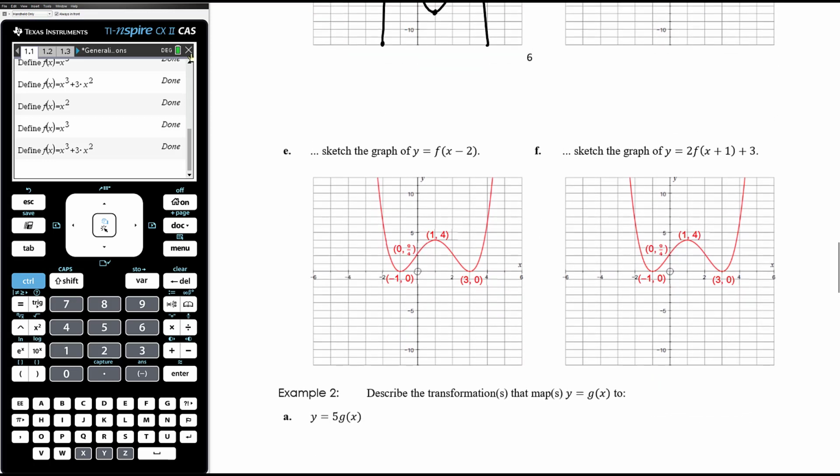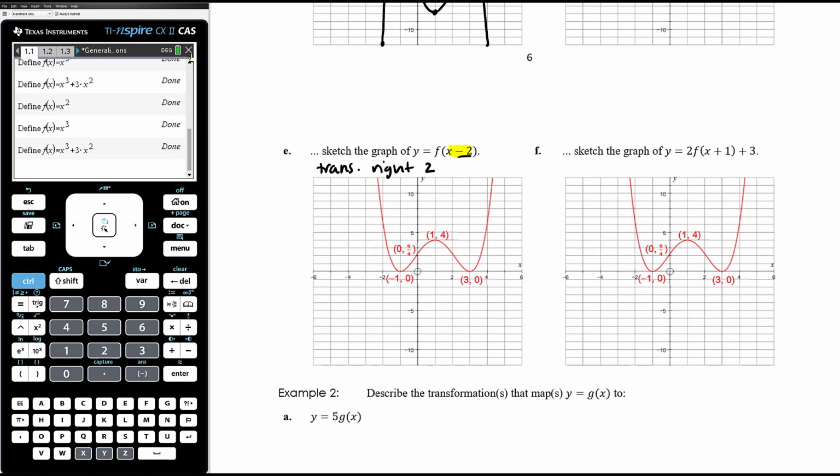Okay, E, we want to sketch the graph of f of x minus 2. So when it's inside the function, that's the translation left or right, and we remember that it's sort of backwards to what we think, so if we're subtracting 2, we're actually going to the right. So this is a translation to the right by 2 units, so we're going to take each point and move it to the right by 2 units.